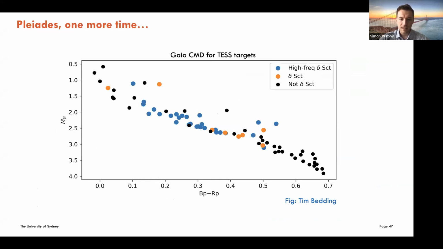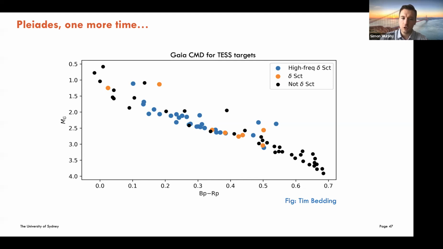Okay, this is my last science slide now. I just want to come back to the Pleiades one more time. The observations that I showed earlier were all from K2, but TESS has also observed the Pleiades now. This is a figure that Tim Bedding made. The x-axis is BP minus RP color, so it's blue minus red color. So effective temperatures here are roughly 6,500 Kelvin at the far right and maybe 10,000 Kelvin at the far left.